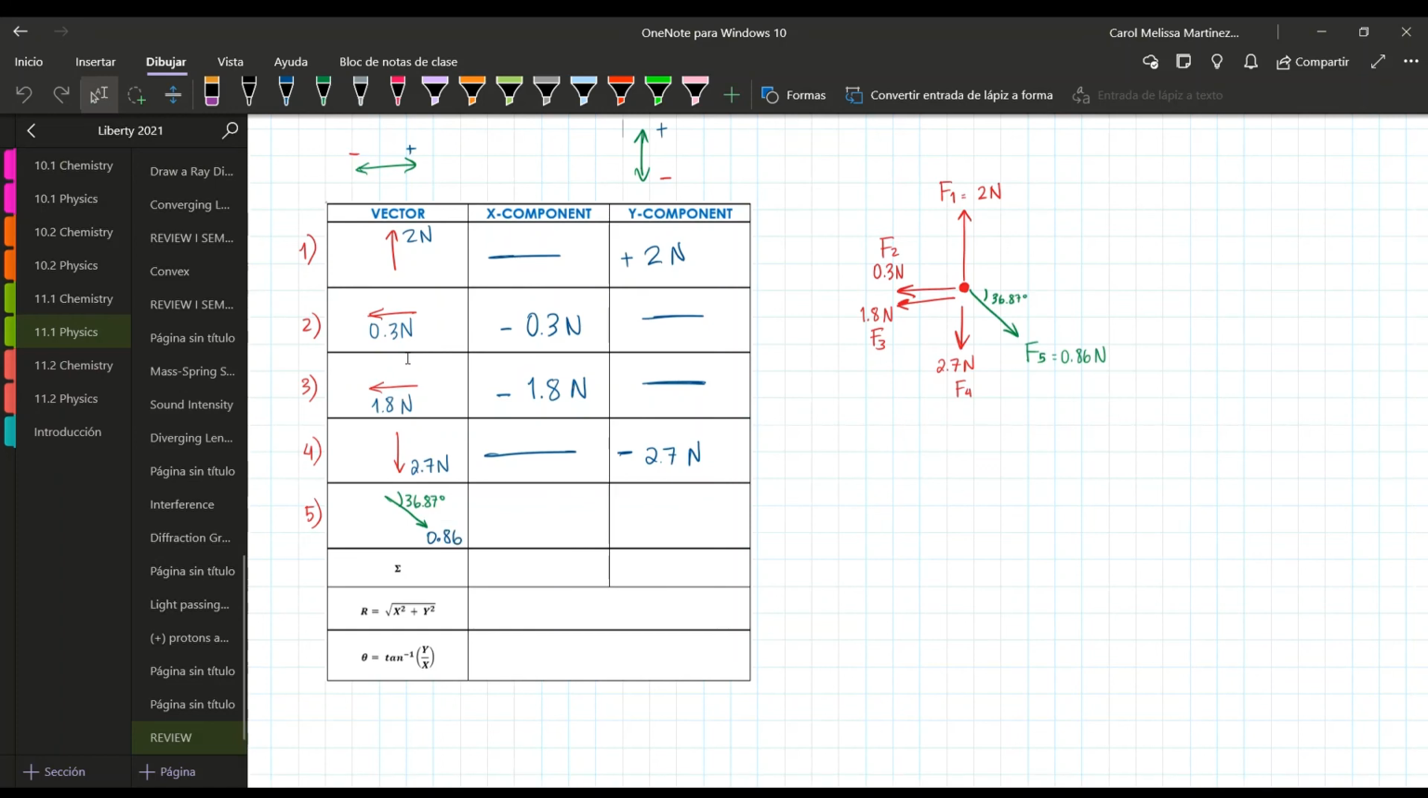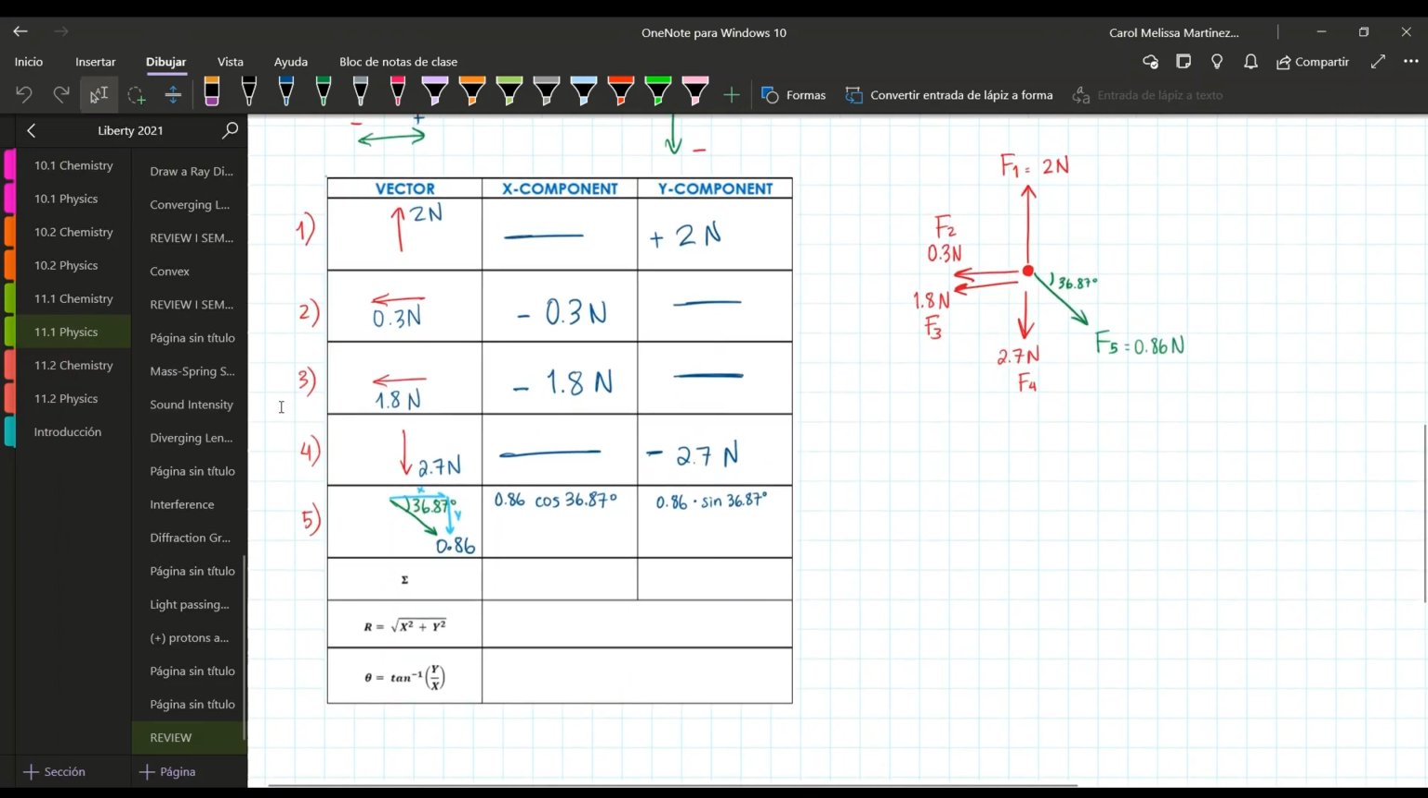But as you can see, it has components because it has an angle. Okay? It has an X component, like this. This is X, and a Y component, like this. This is Y. Okay? So my X component is going to the right. It's going to be positive. So this is going to be 0.86 cosine of 36.87. And in Y, it's going to be 0.86 sine of 36.87 degrees.